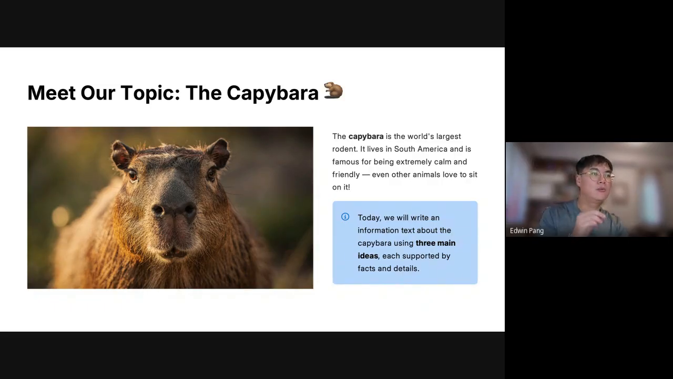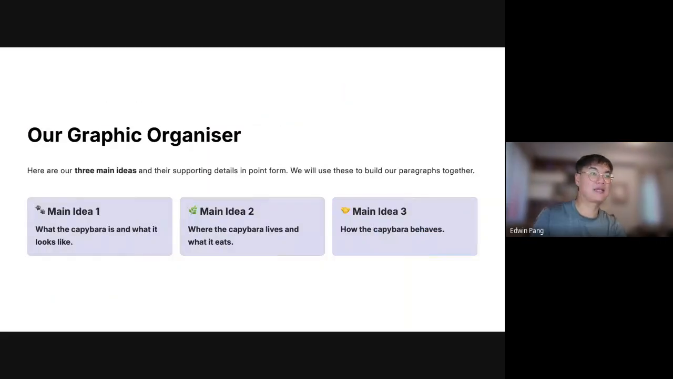Okay, so we are going to look at the capybara today. Is this the picture of a capybara? Yeah, you should have seen him before, right? He's the same creature that we looked at in our SLS assignment. Okay, so these are our main ideas.